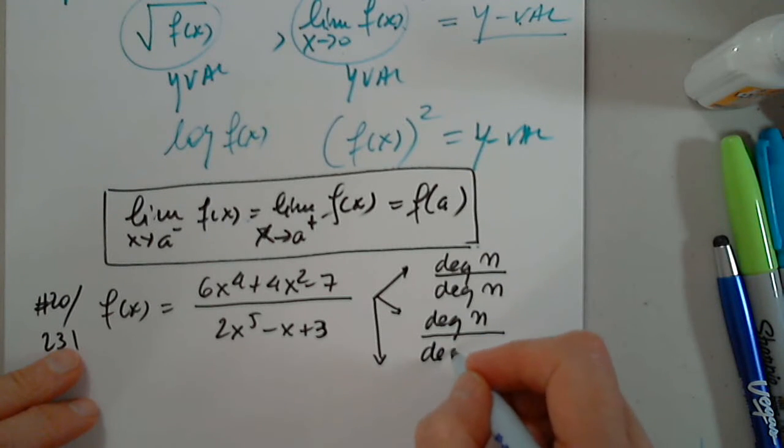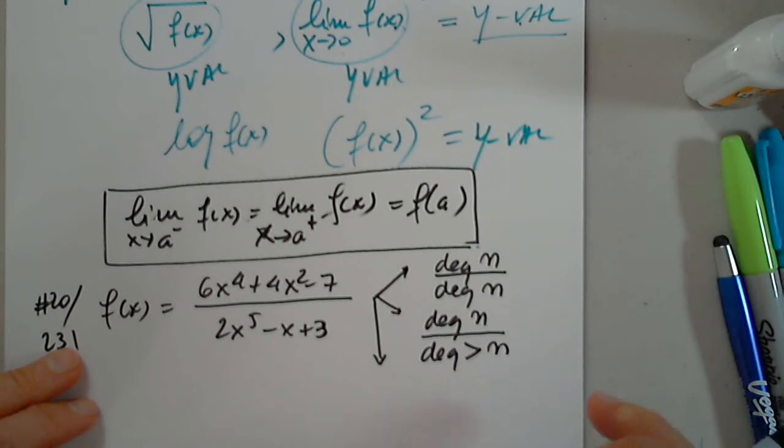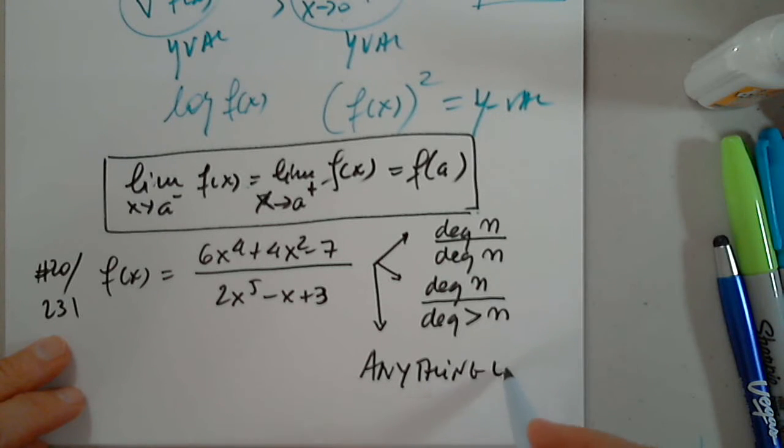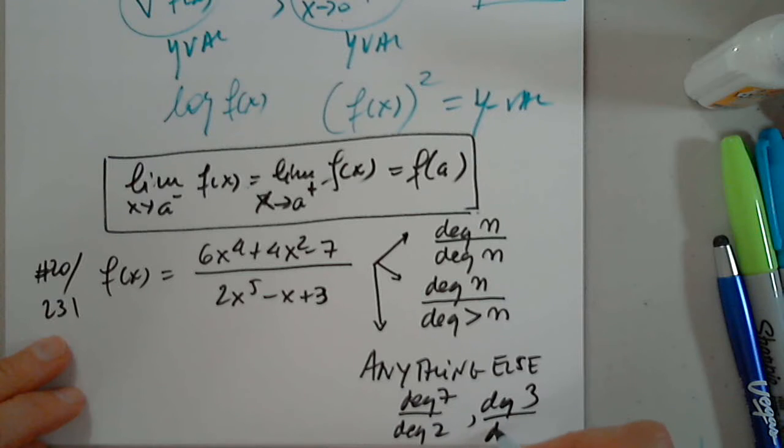And degree higher than n. And anything else? What do I mean by that? I don't know. Degree 7 over degree 2. Degree 3 over degree 2. 3 over 2.